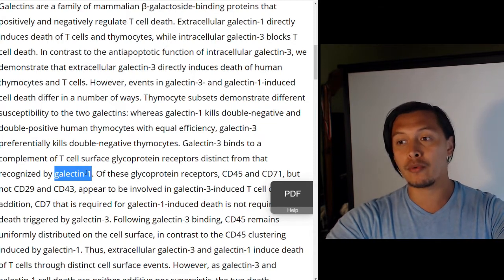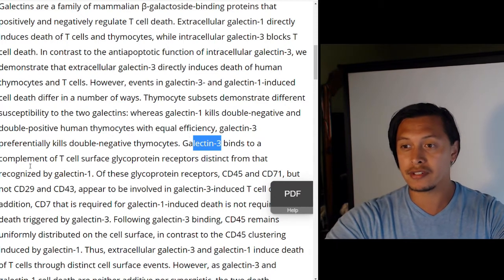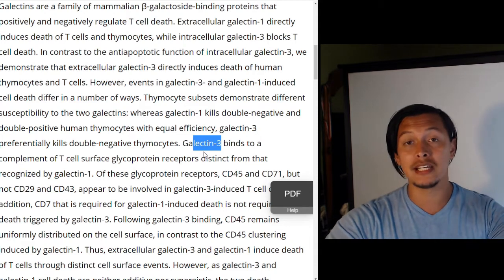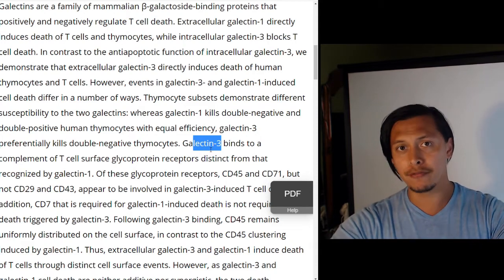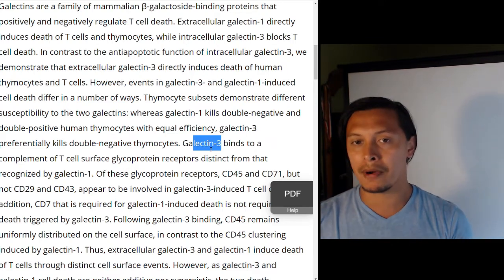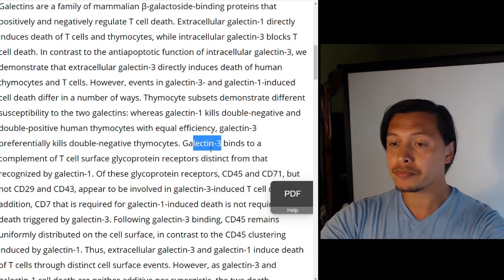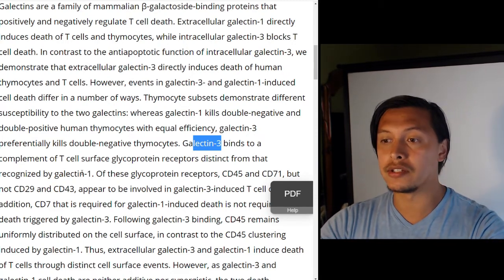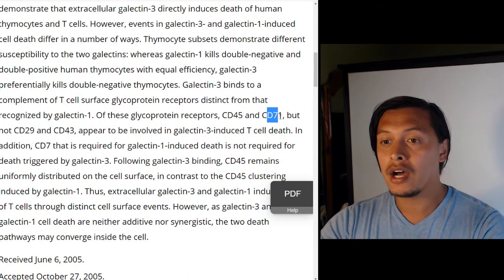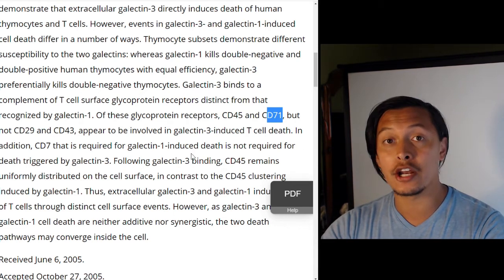However, galectin-3 binds to a complement of the T cell surface glycoproteins that are distinct, which means those receptors are probably differentially expressed in the double negative and the double positive. This would be just one possible mechanism to help cause this differential apoptosis. So continuing, of these glycoprotein receptors, CD45 and CD71 are the ones that galectin-3 is interacting with to cause T cell death.